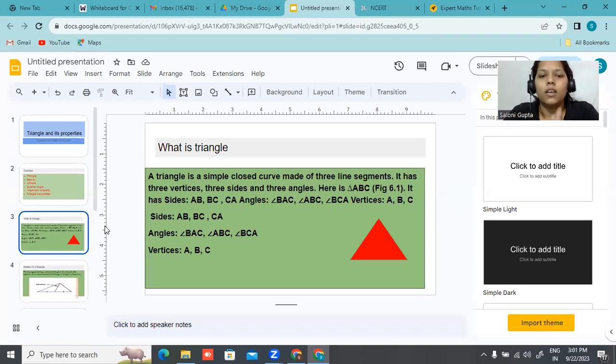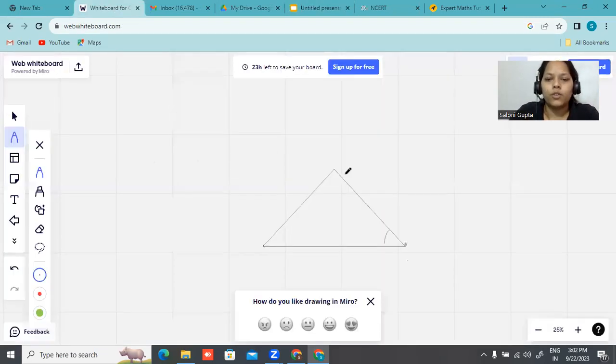So first, let's see what is a triangle. We know that a triangle is a three-sided polygon, or you can also say it is a simple closed figure that is made up of three line segments. Here you can see this diagram. This is the triangle ABC, and in this we have three vertices: vertex A, then vertex C, and this is vertex B. So it has three vertices.